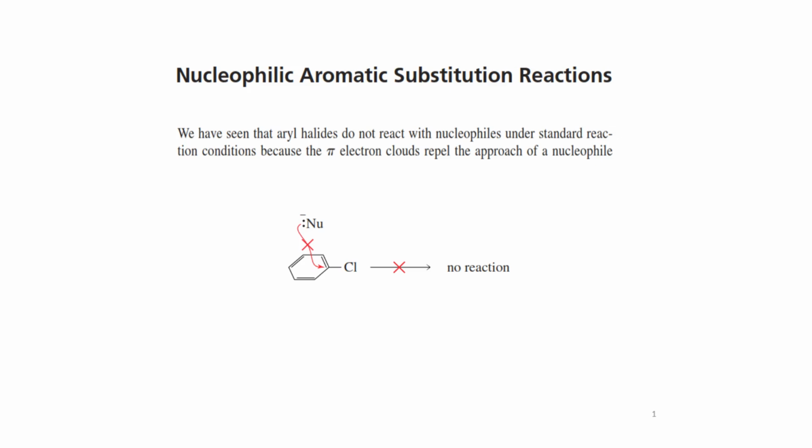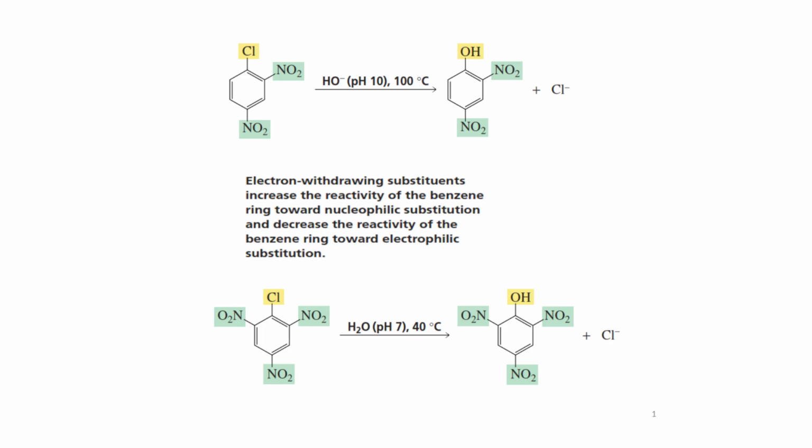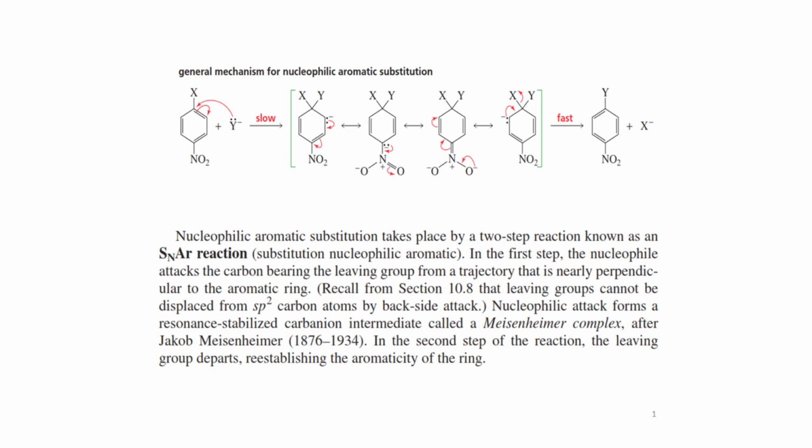Aryl halides do not react with nucleophiles under standard conditions due to the repulsion from pi electron clouds. Nucleophilic aromatic substitution can occur with electron-withdrawing groups positioned ortho or para to the halogen, facilitating the reaction. Electron-withdrawing substituents increase the reactivity of the benzene ring towards nucleophilic substitution and decrease its reactivity towards electrophilic substitution. Nucleophilic aromatic substitution occurs via a two-step SNAr mechanism, forming a Meisenheimer complex intermediate before re-establishing aromaticity.